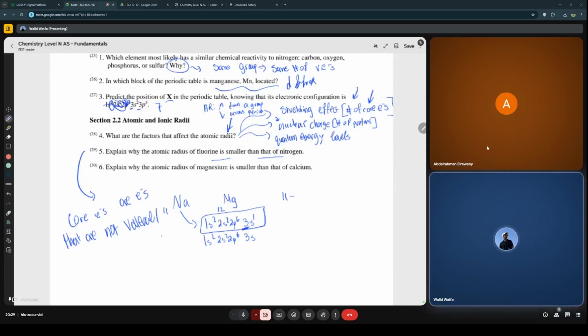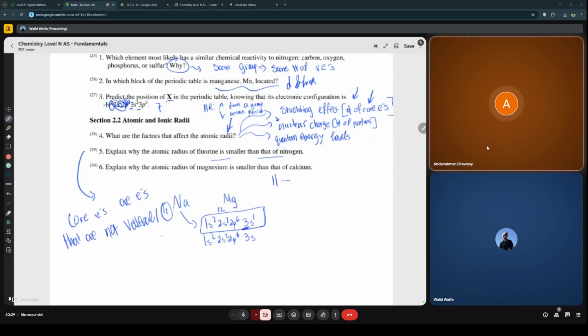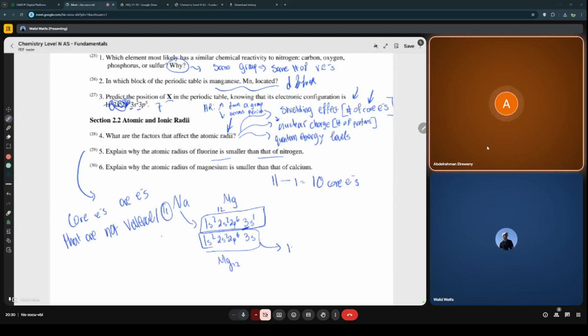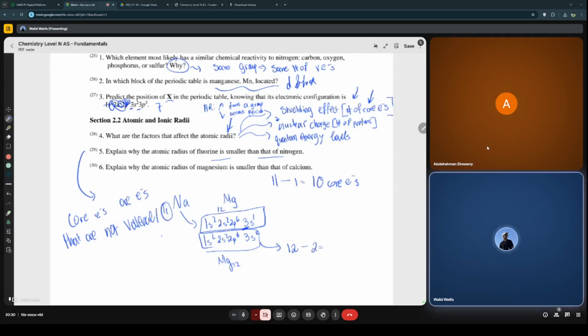How many valence here in Na? One. So, how do you know how many core electrons there are? How many total electrons do I have? 11, right? Minus how many valence? One. What do you get? 10. So 10 core electrons. How many total electrons do I have here? This is Mg, Mg12. So 12 total. This is 3s2. How many valence do I have? 2.